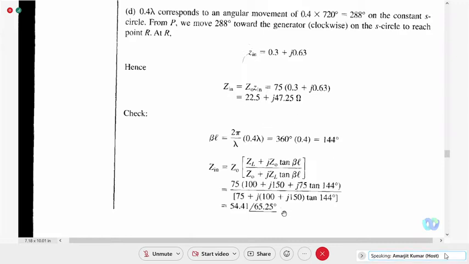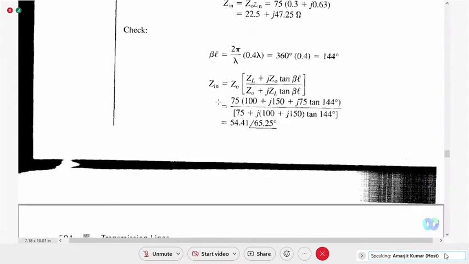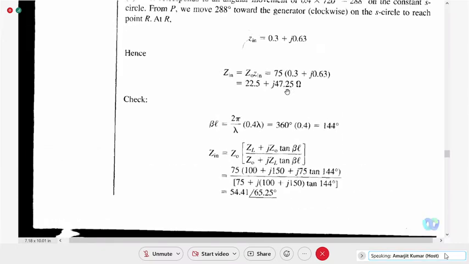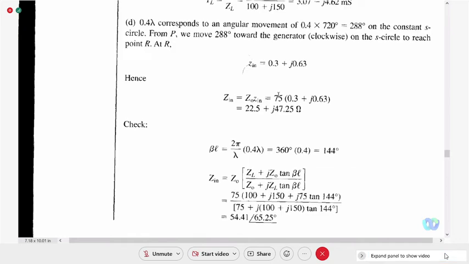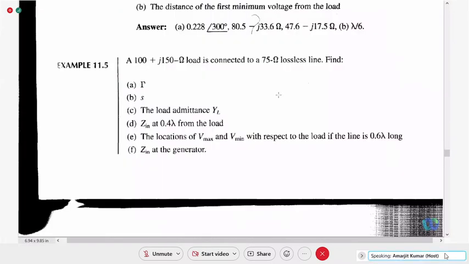What is the exact answer? Zn exact is 21.9 plus j47.6. So what is the next question? Zn at 0.4 lambda is done.